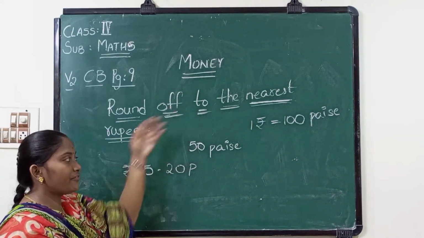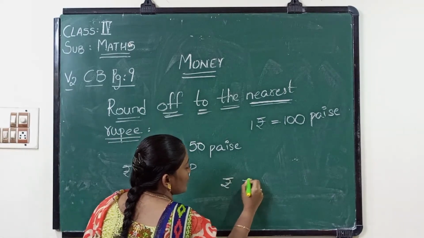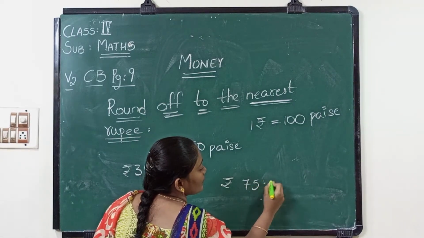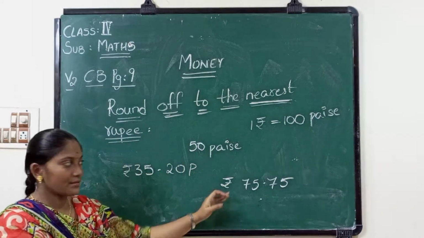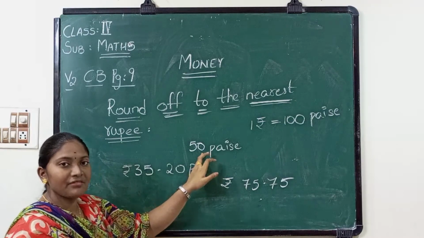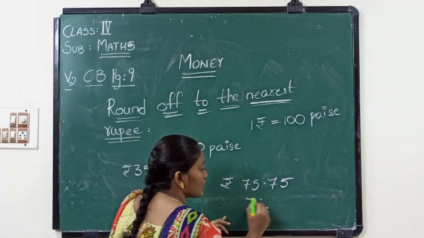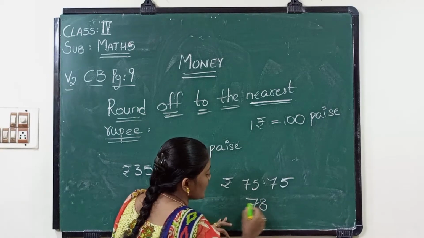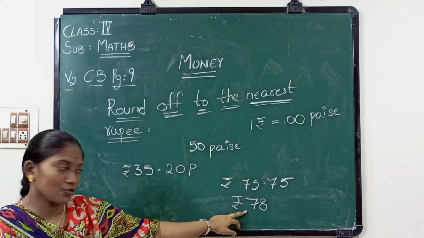If it is above 50 pies, example 75 rupees 75 pies, it is more than 50 pies. We round it off as 1 rupee. So the nearest rupee is 76 rupees.